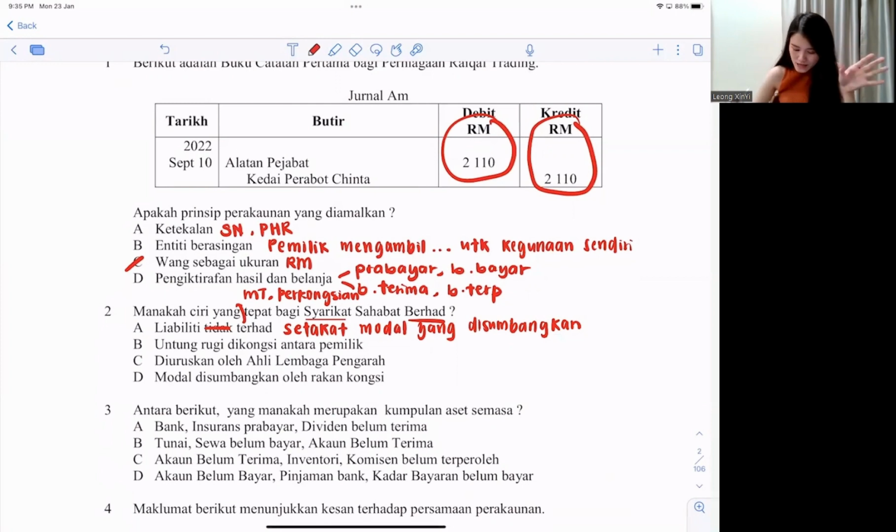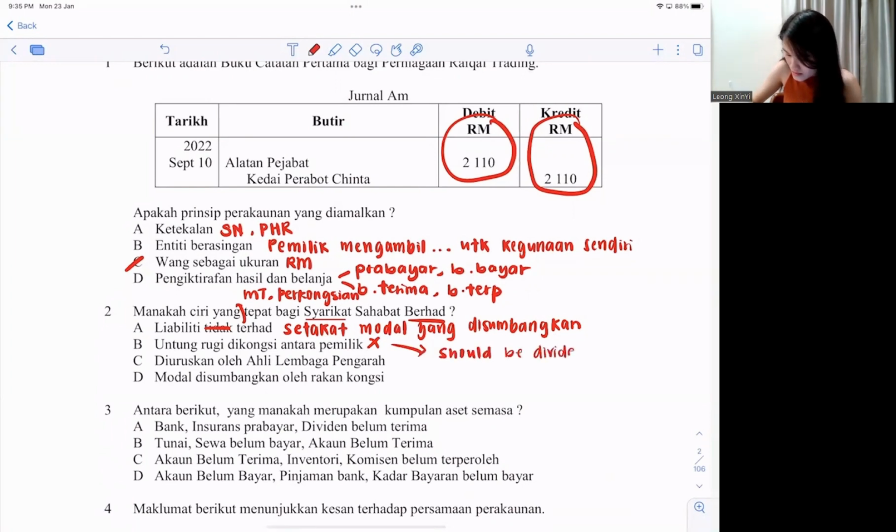Okay, now B is untung rugi dikongsi antara pemilik. We don't actually say that because for syarikat, they don't share the untung rugi in that way. They will give back in the form of dividend. So this is wrong as well. It should be dividend.